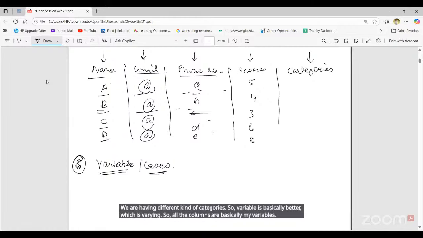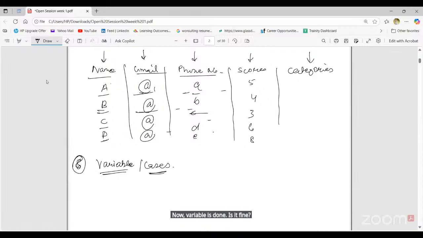Now variable is done. Is it fine? Yes, ma'am, variable is clear. Okay, now let's come to the cases. What are the cases?